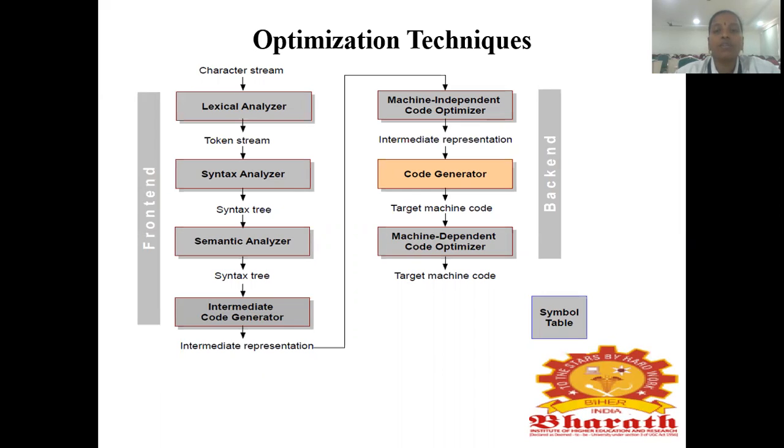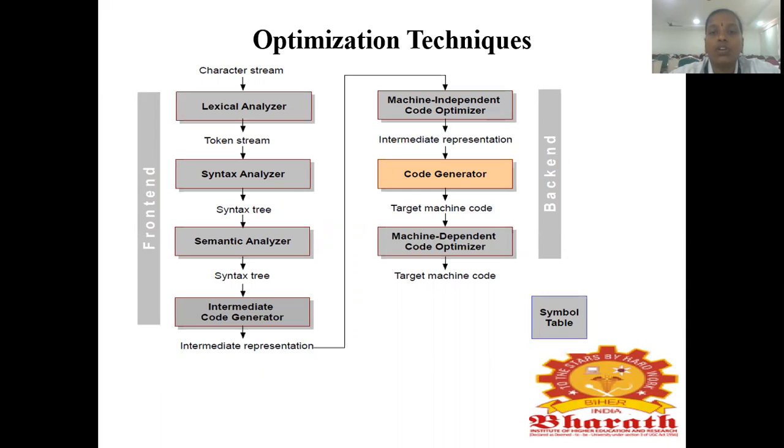Next is the machine independent code optimizer. So what is the machine independent code optimizer? This type of machine code can be independent of particular machines, whether for data types or whatever it is. That is the machine independent code optimizer.